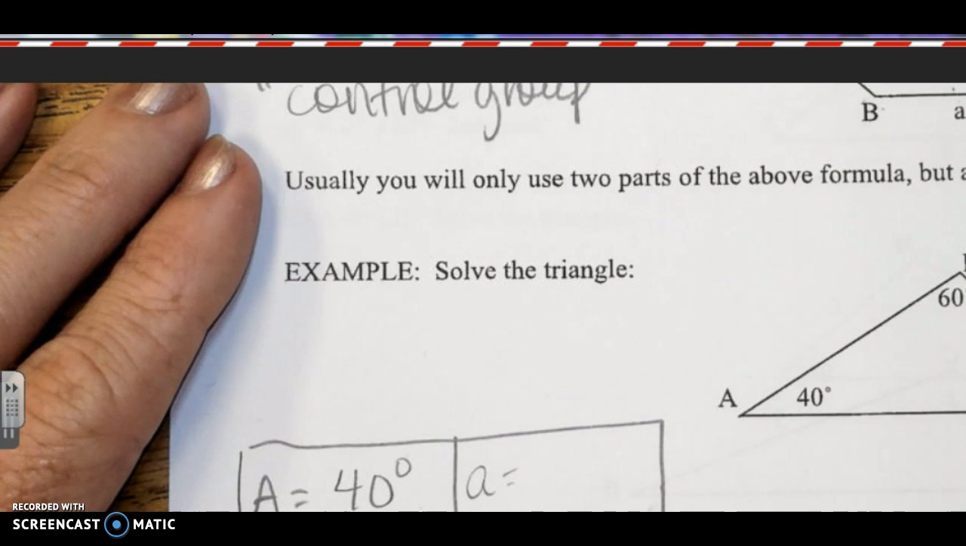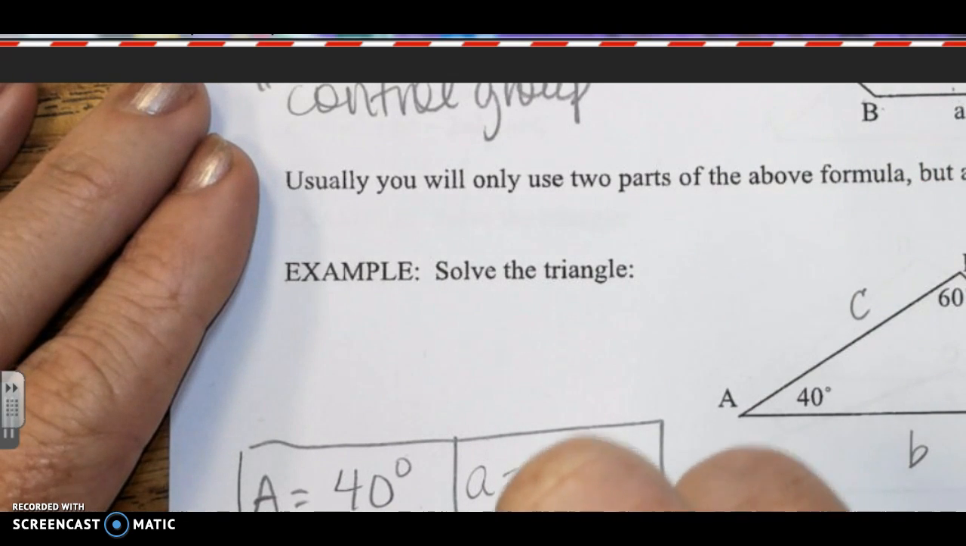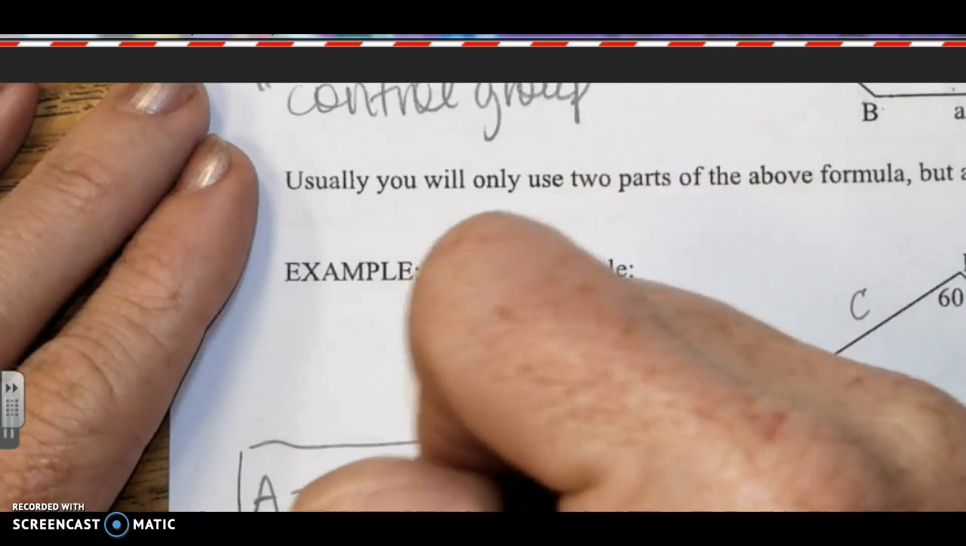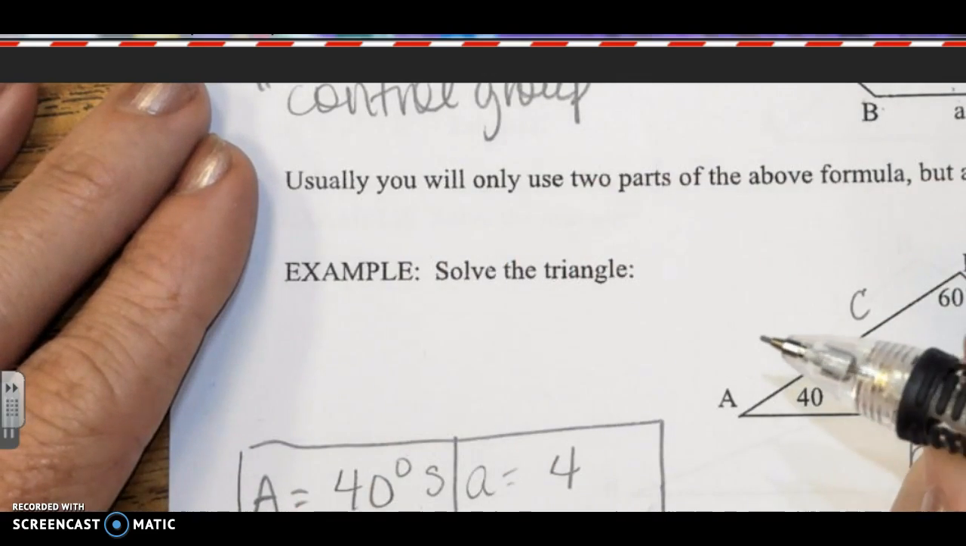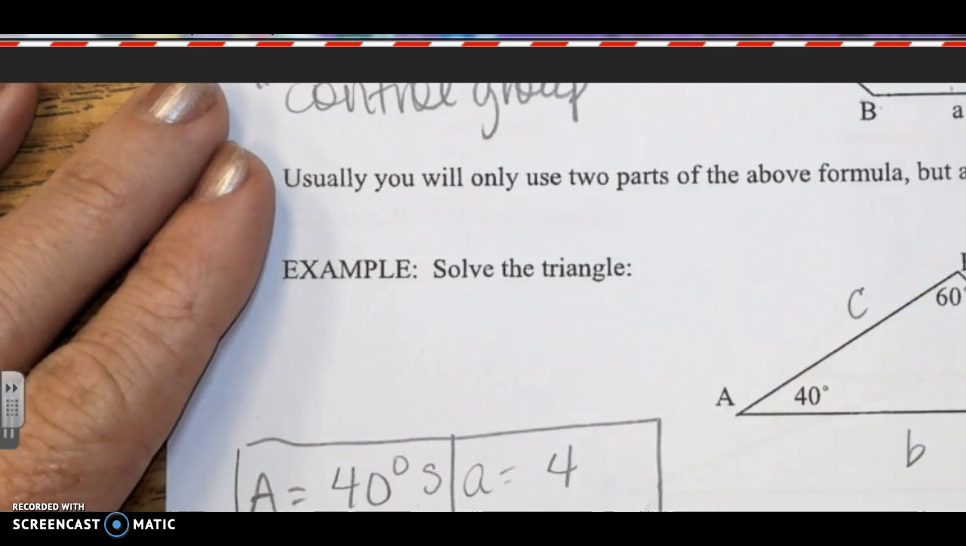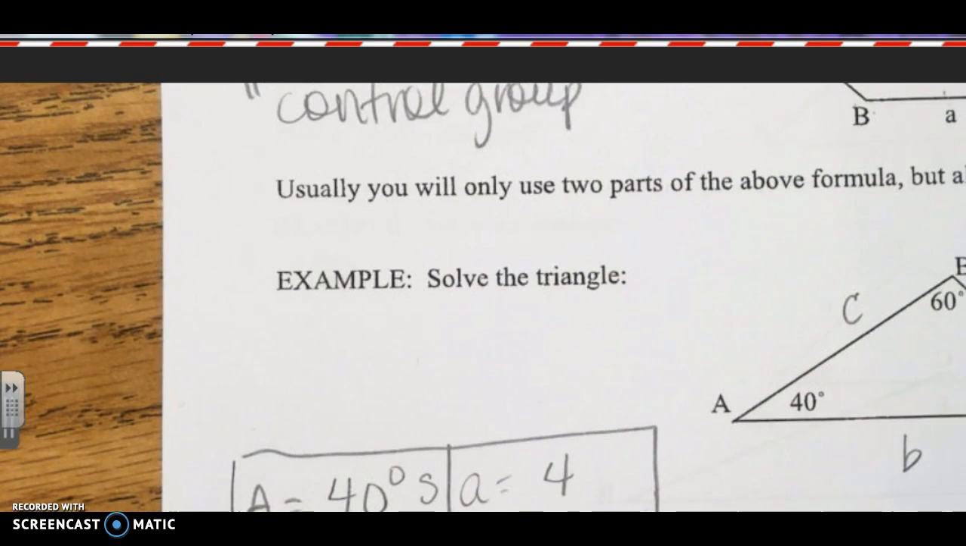Which side do I have a measurement for, A, B, or C? A. And I would label your triangle before you do anything. So that is going to be the length of side A. Based on what I'm seeing, this should be my smallest pair. A should be my smallest, B should be the medium, and C should be the large. We'll see if that works out that way when we calculate them.